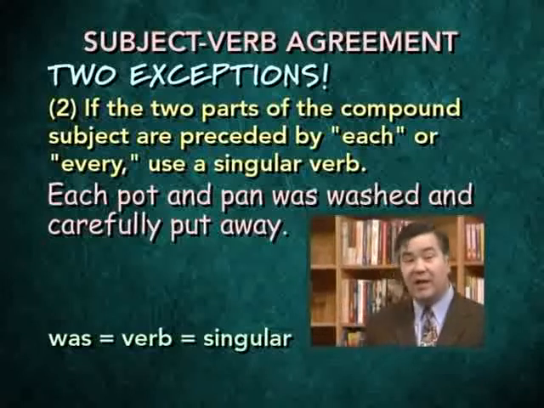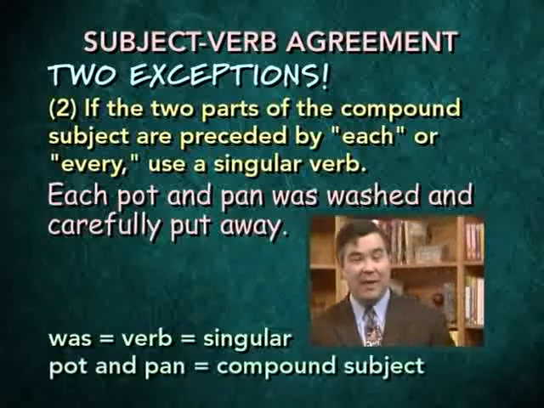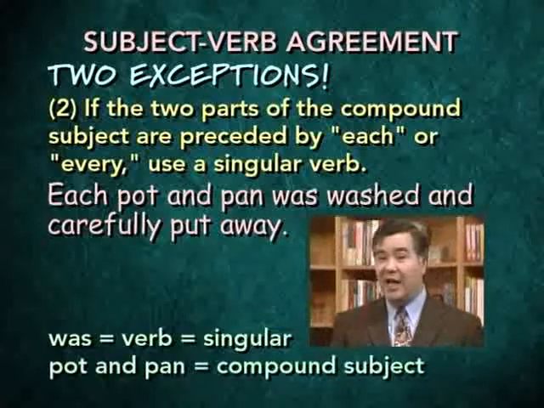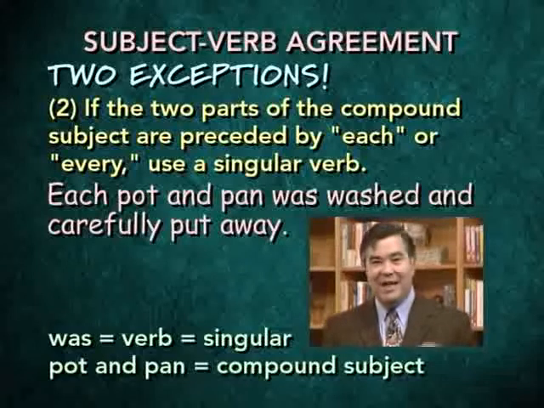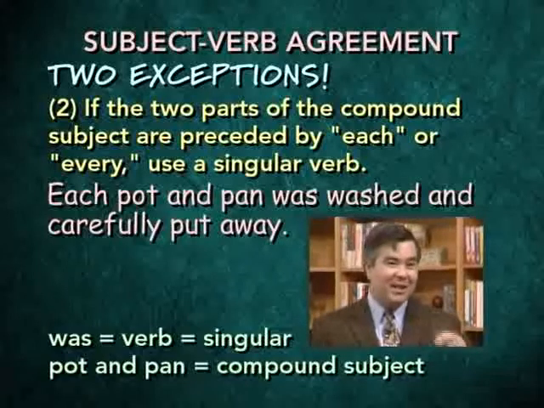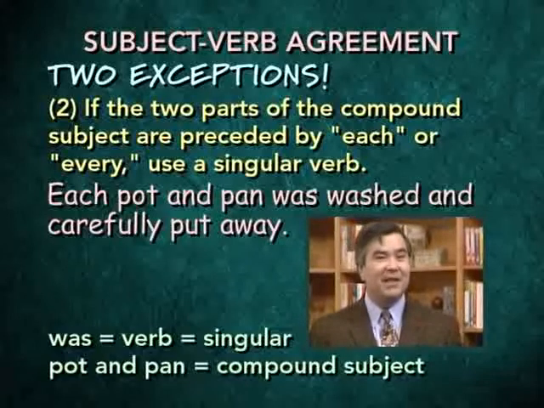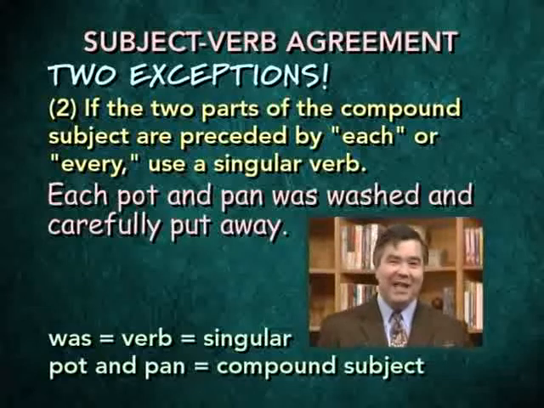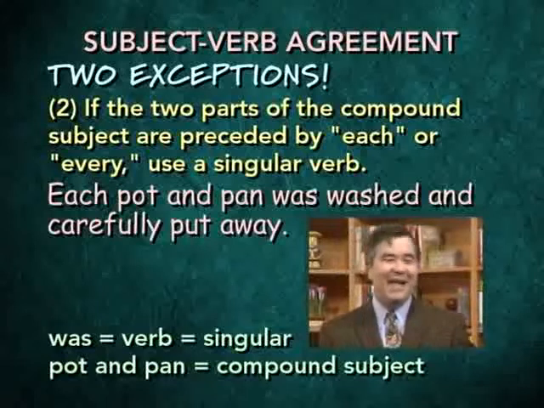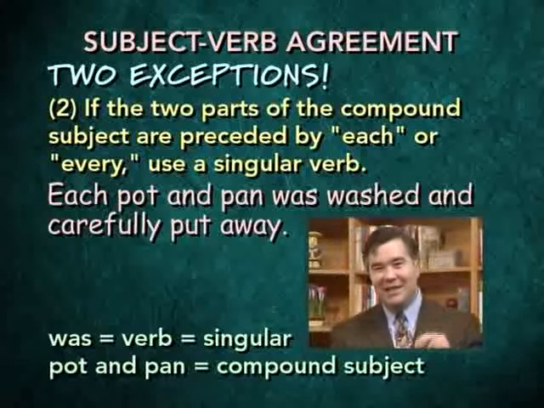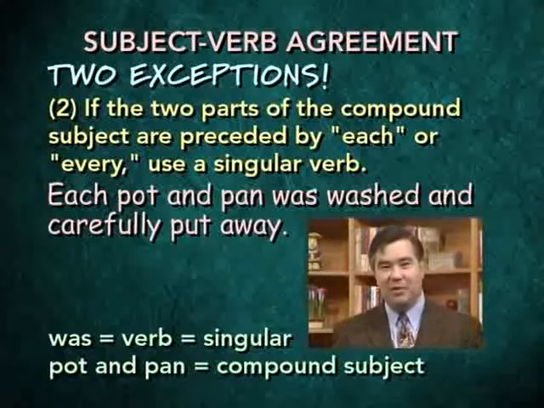Well, here we do have a compound subject, pot and pan, joined by the conjunction and, which would normally lead us to expect a plural verb, but it's preceded by the word each. And therefore, the subject is changed from plural to singular. We're now talking about each individual pot and pan, one at a time. And therefore, we use the singular verb was rather than plural.